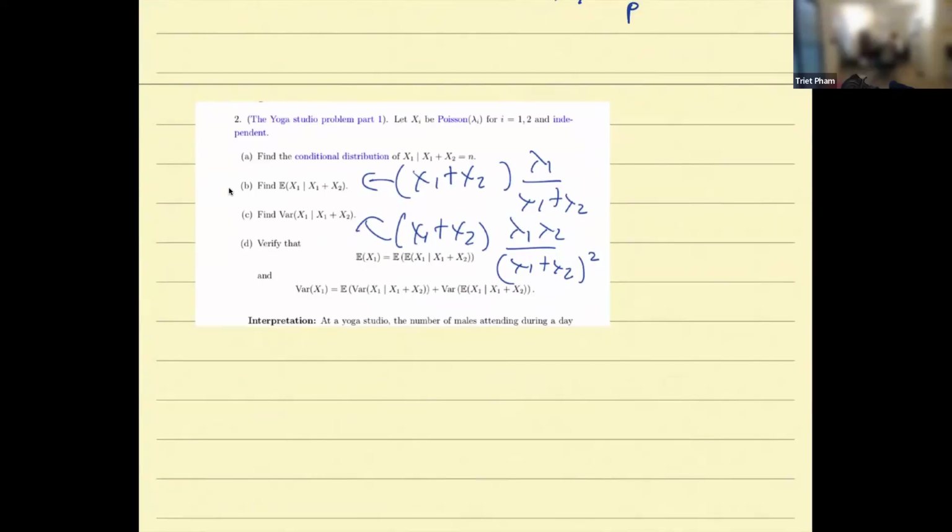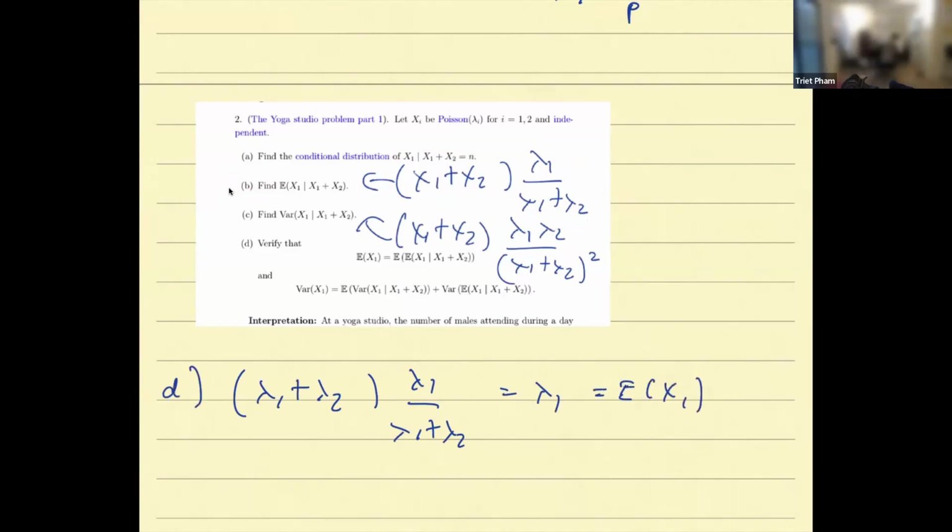So, if you take the expectation of this, which is that part B, then you see, of course, the expectation will be lambda 1 plus lambda 2 times lambda 1 over lambda 1 plus lambda 2, which is, of course, lambda 1. So that verifies the expectation. Okay.